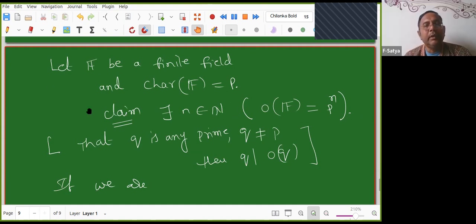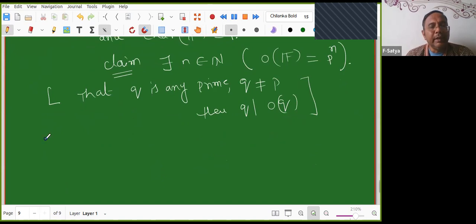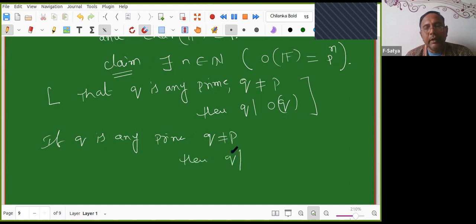So order of F is not divisible by any prime Q. Okay. So then what is going to happen? I'm writing here so that it will be clear to you. I'm telling you, if Q is any prime, then Q not equal to P, then Q does not divide order of F. For example, if I prove this, what is the meaning of that? This implies what?